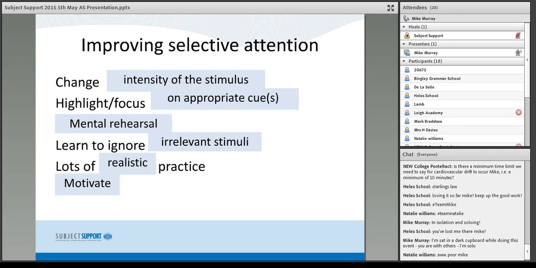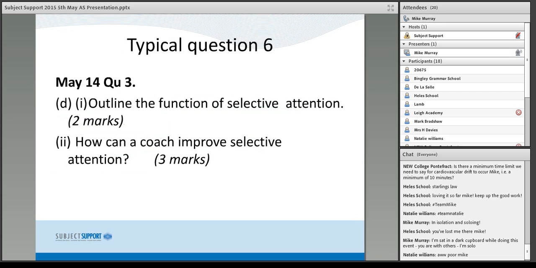And just to prove it to you, there's no need to do this question. I've just stuck it in there. This is from last year's exam paper, so presumably it won't be delivered again, but it's that question we talked about. Outline selective attention. How can you improve selective attention? Quick look at the mark scheme. Filter out irrelevant, retain relevant. That's the thing we said.